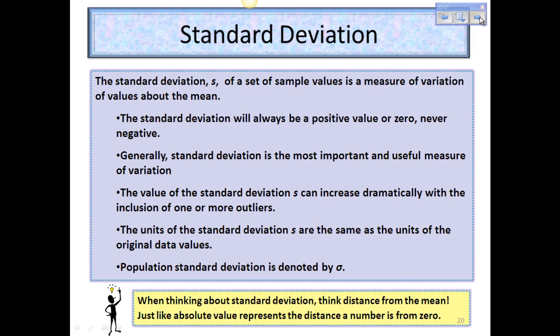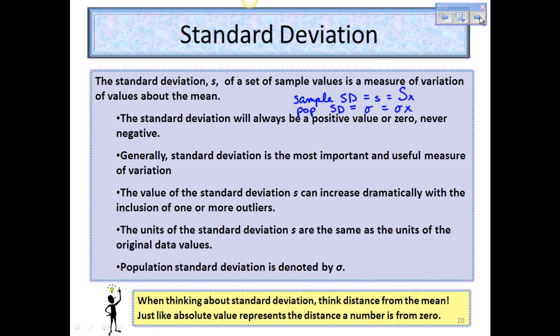Population standard deviation is denoted by sigma. So, sample standard deviation is denoted by S, and on your calculator it'll be a capital Sx. And then population standard deviation is denoted by sigma, and on the calculator it'll say sigma x for population.